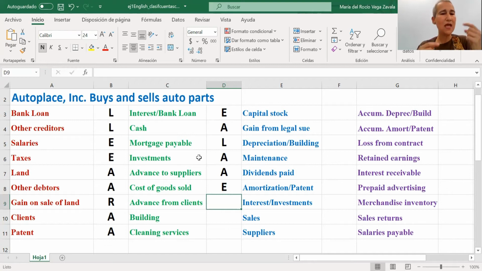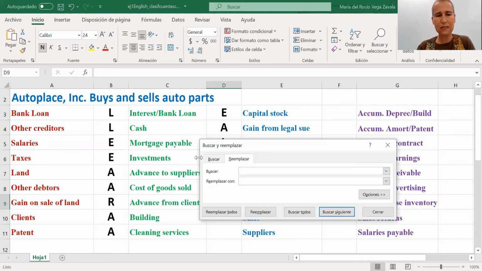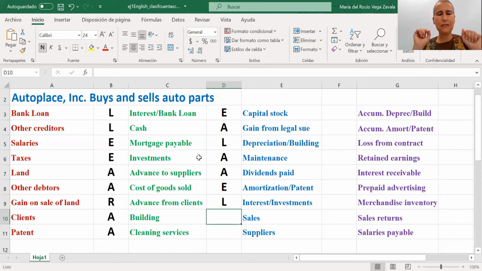Advance from clients. Totally the opposite as advance to suppliers. On advance to suppliers, you paid in advance. On advance from clients, you collected in advance from your clients. So if you collected in advance, Gio, that will be a revenue. No, remember that revenues are not revenues in accounting when you collect them, but when you deliver the merchandise to your client. So it is not yet a revenue. As you collected that money in advance, you have the obligation of delivering that merchandise. So if I'm obligated to do something, that will be a liability.